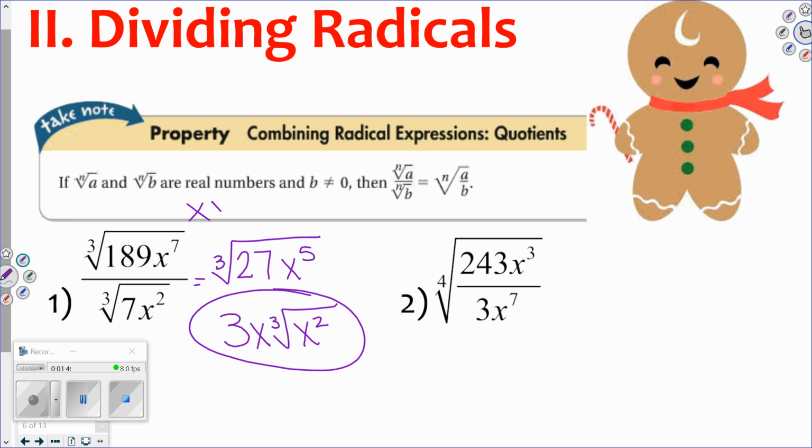Again, for those of you who need the visual, I have 5 x's. I need 3 in a group, so I can take one group out. That's why there's one x out here. And there'd be 2 that stayed underneath.